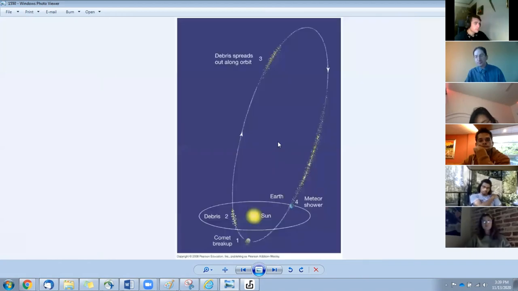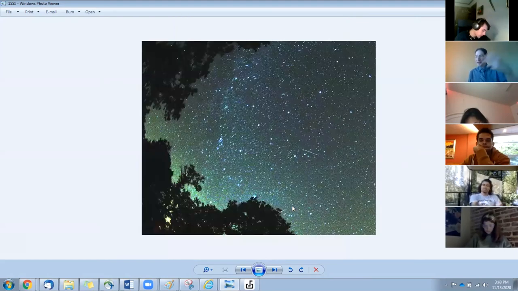Last thing will be meteors, meteor showers, and meteor storms. So when comets are going on their path, they leave all this dust and debris behind, and it just keeps orbiting forever and ever. And sometimes Earth will intersect one of these cometary orbits. And if dust enters our atmosphere, it burns up, making a meteor. And some of them can be pretty spectacular. But most of those meteors that you've seen, it's just like a micron particle burning up in our atmosphere.